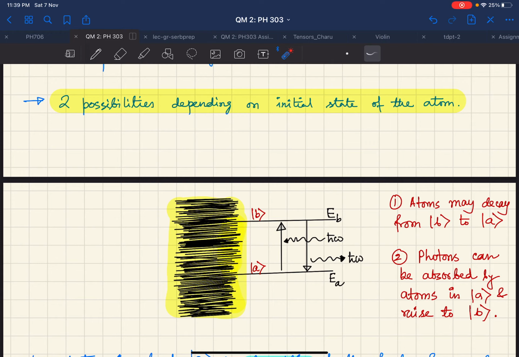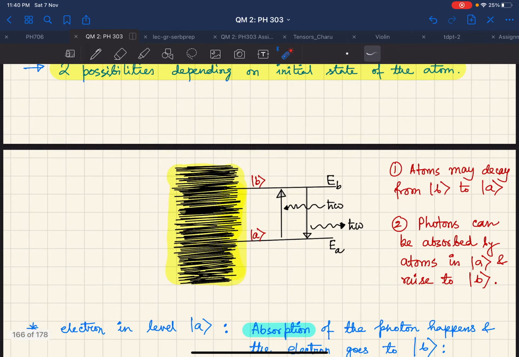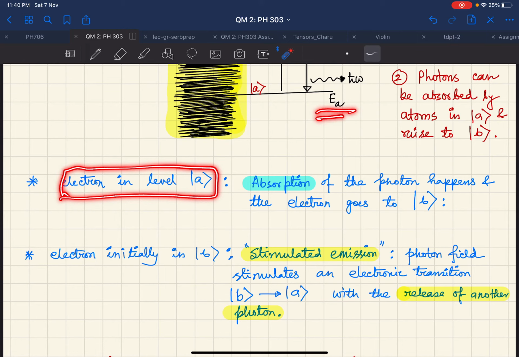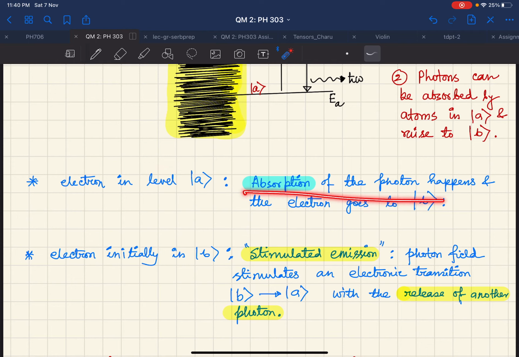Similarly, one can have the atoms going from state A to state B by absorbing some photon. That can also happen. So here I have written that the electron, suppose, is in level A, which is the lower energy level. Therefore, absorption of the photon happens and the electron goes to the higher excited state denoted by ket B.